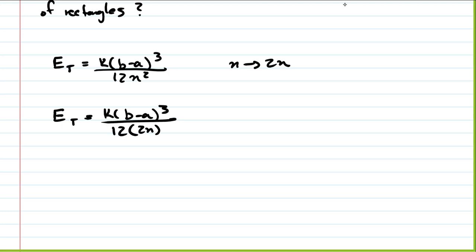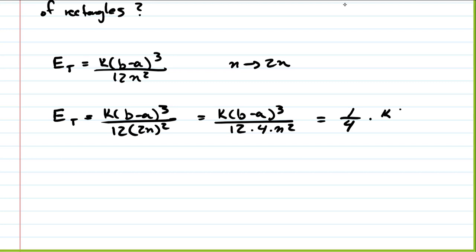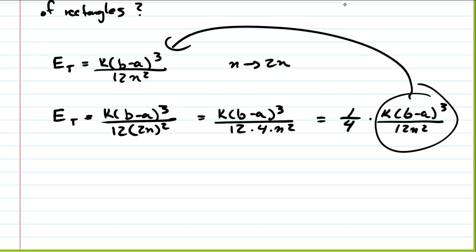k times (b minus a) cubed over 12 times (2n) squared. So k times (b minus a) cubed all over 12. 2 squared is 4, and n squared is n squared. So I can pull the 1/4 out, and then I have k times (b minus a) cubed all over 12n squared. Well, this is the original error formula.